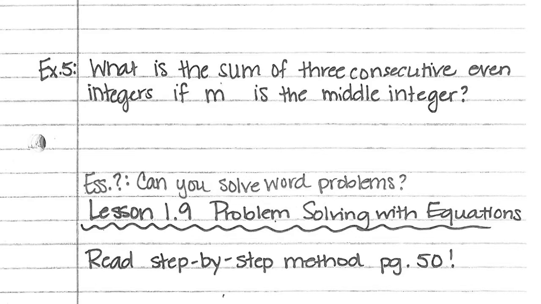Before you do anything, we're going to talk about consecutive integers. Give me an example of consecutive integers. 1, 2, 3, 4. Perfect. 1, 2, 3, 4, etc.